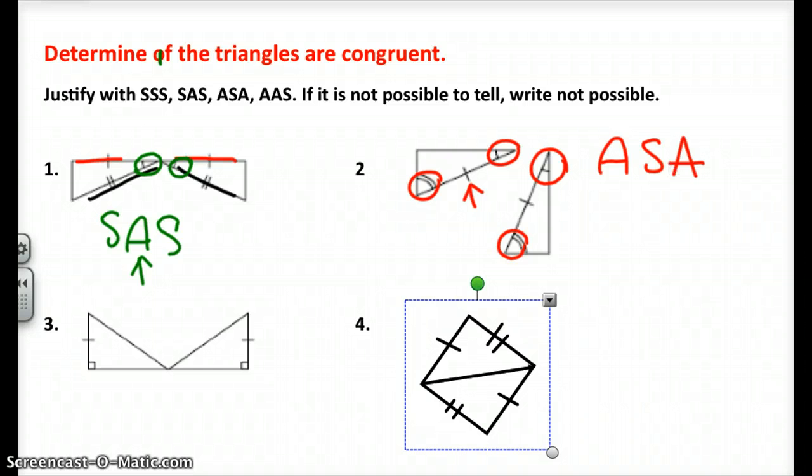In number 3, I see I have a side, and I see I have an angle. I have only 2 parts marked congruent. Now sometimes you're going to have 2 parts marked congruent, and you can mark a 3rd part congruent, like vertical angles. In this situation, I don't have vertical angles. I don't have any shared sides. I don't have anything else marked, and I'm not going to be able to mark any additional markings. So this one, you're going to write not possible.